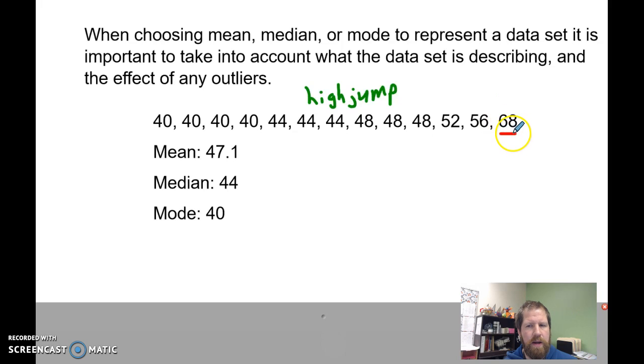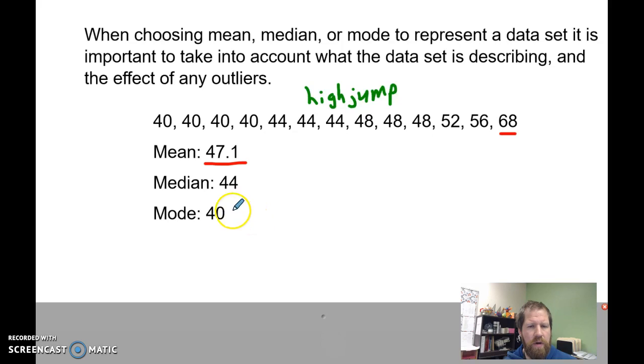The second one is if I have students jumping at 40 inches and 44 and 48, and I say that the average jumper jumped 47.1, well, the bar was never put at 47.1 inches. So actually nobody jumped 47.1 inches. So that's not a very good representation of this data set.